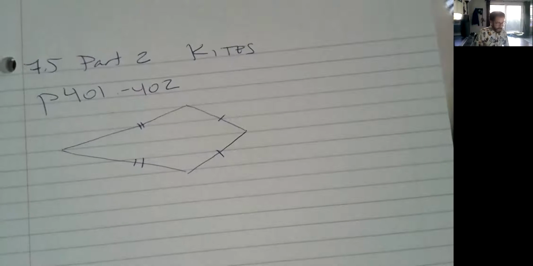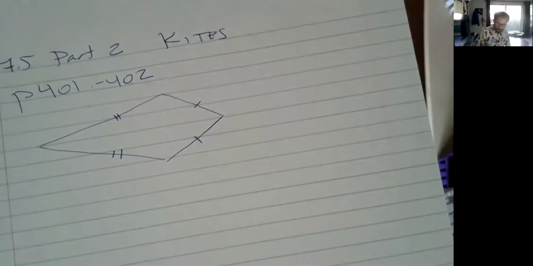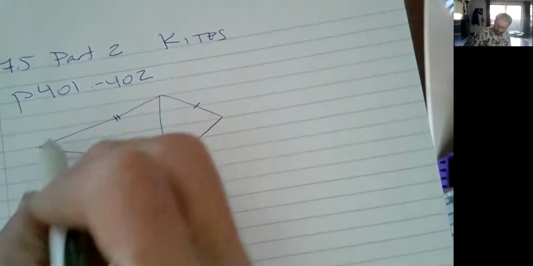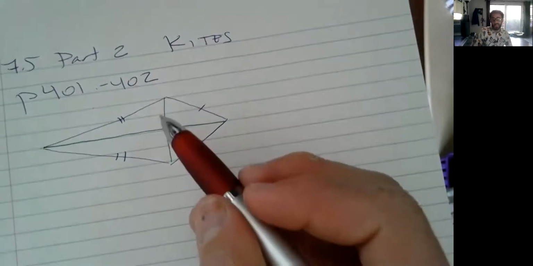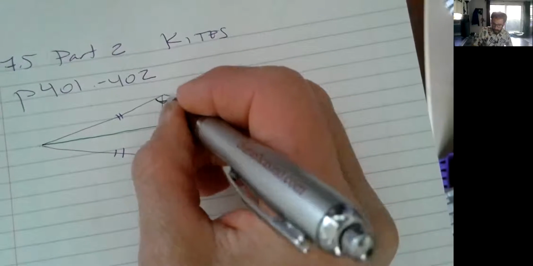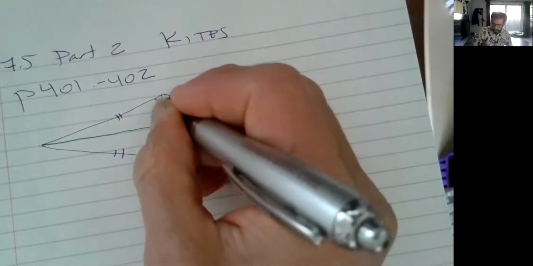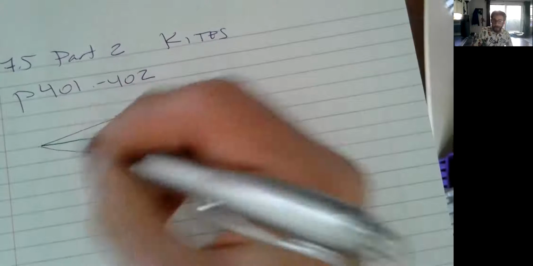It's a kite. And if it is a kite, then its diagonals are going to be perpendicular. Always. The diagonals are going to be perpendicular. And if it is a kite, then exactly one pair of opposite angles are congruent. Which ones do you think? These right here. One pair are congruent. These two are not. Exactly one pair are congruent.